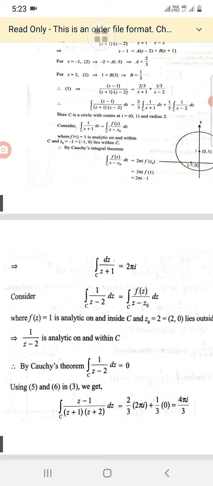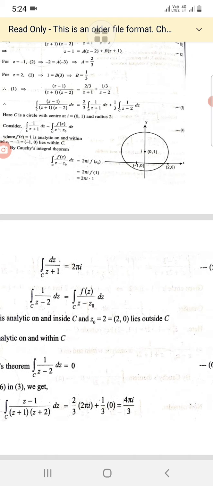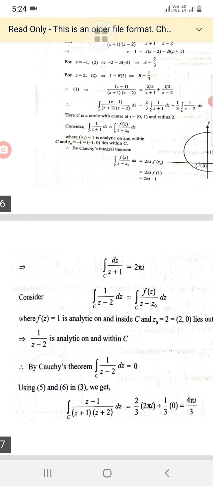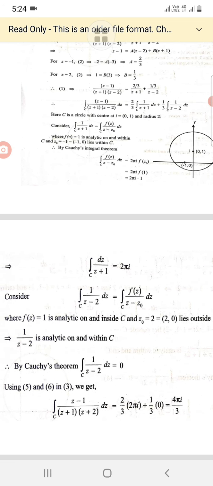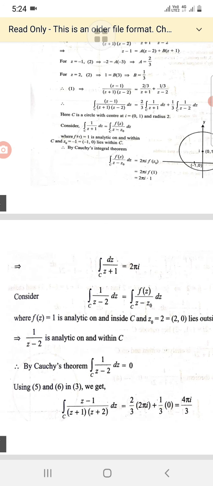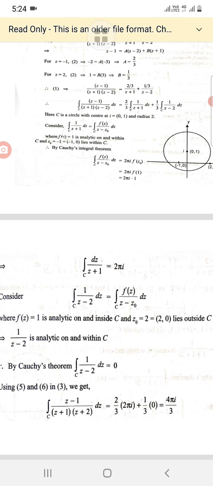For the second term, the integral of 1 divided by z minus 2, dz, is equal to the integral of f of z divided by z minus z naught, dz. Here f of z is equal to 1, which is analytic. So z naught is equal to 2, which is outside C. Therefore, 1 divided by z minus 2 is analytic on and within C. So the integral, which is analytic and outside C, therefore by Cauchy's theorem the integral of 1 divided by z minus 2, dz, is equal to 0.